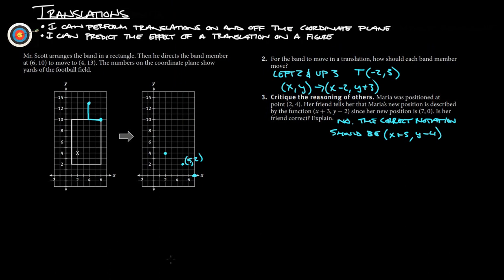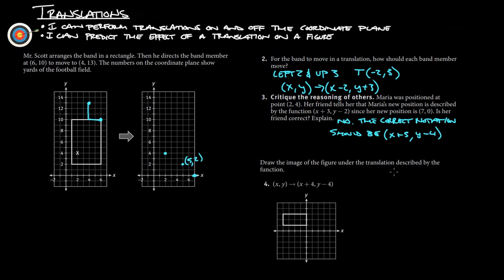All right. Last couple here. Okay, draw the image of the figure under the translation described by the function. So we've got xy is going to go to x plus 4 and y minus 4. So let's do this. This point here, we're going to add 4 to the x. So 1, 2, 3, 4. And we're going to subtract 4 from the y. 1, 2, 3, 4. So there's the new spot for that.